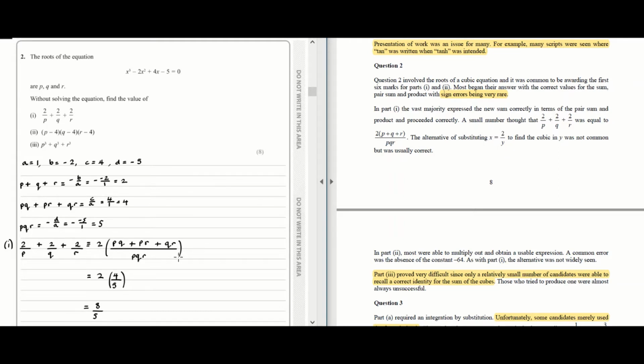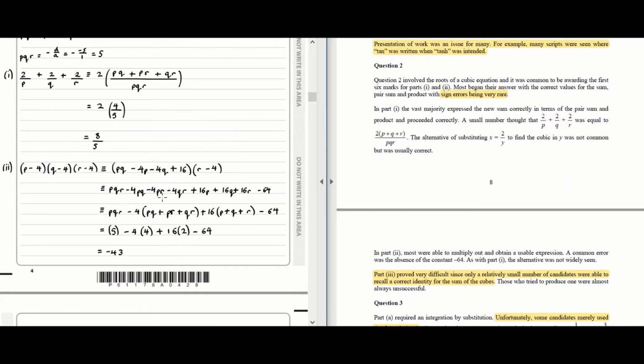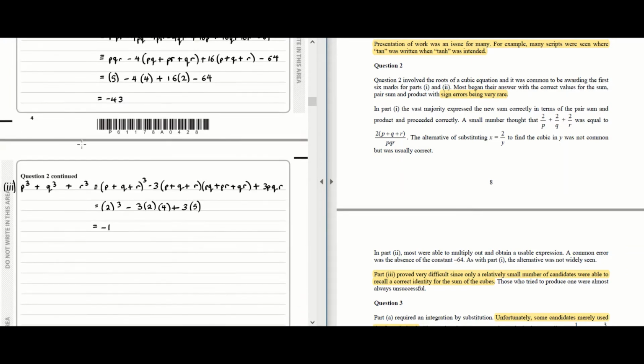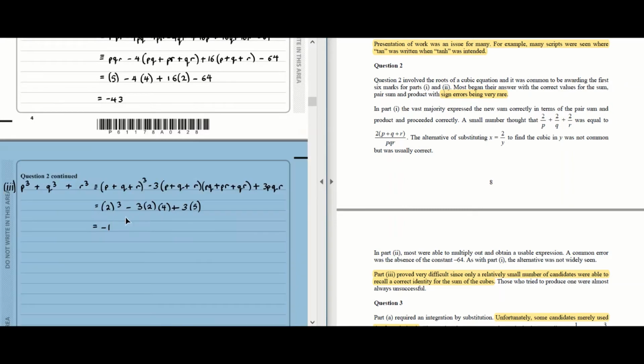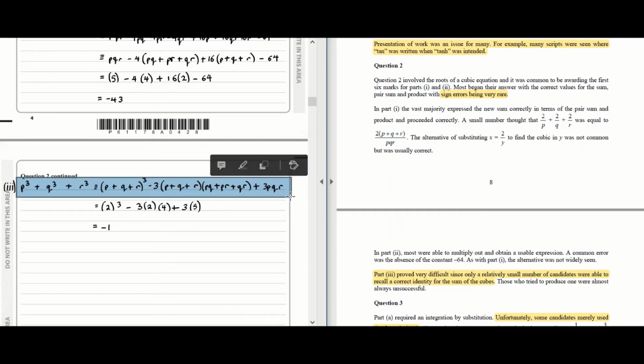The other part was quite easy because you can just expand and simplify, and then hopefully you can recognize you've got the product, the pair sum, and the sum, and you just plug in the numbers that you found in here. And the last part was a bit more difficult, because a lot of people fail to recognize this relationship here. So just make sure that you know that relationship. And because of that, a lot of people were unsuccessful in this part of the question.